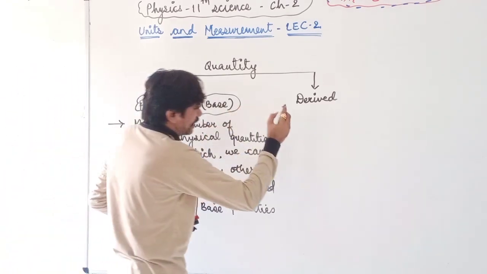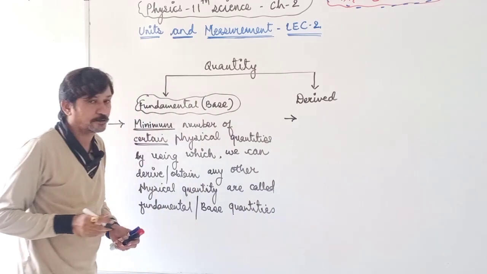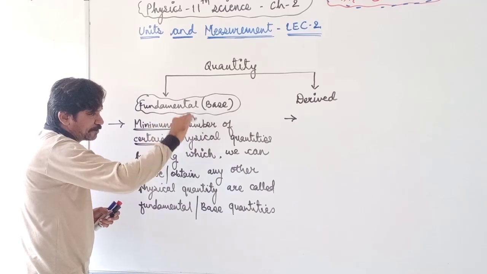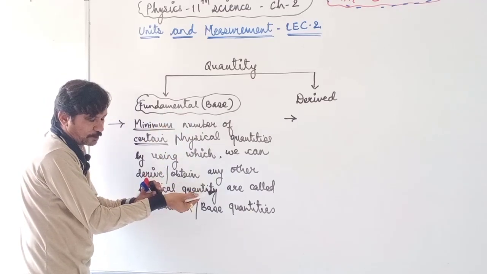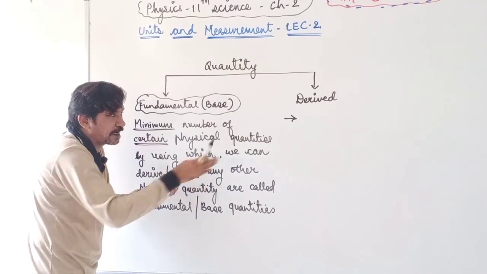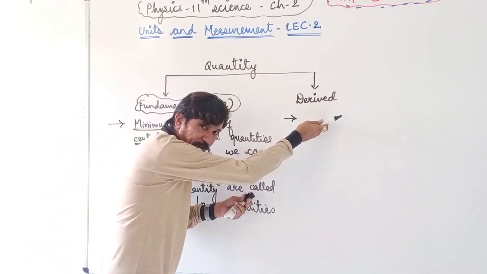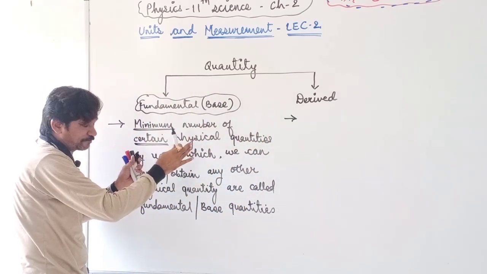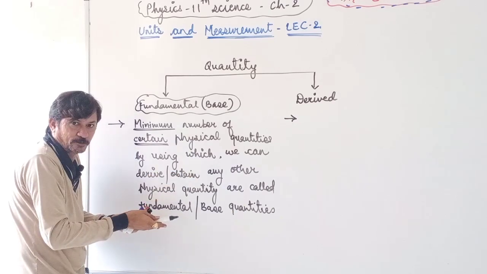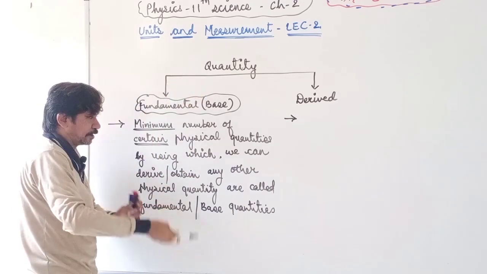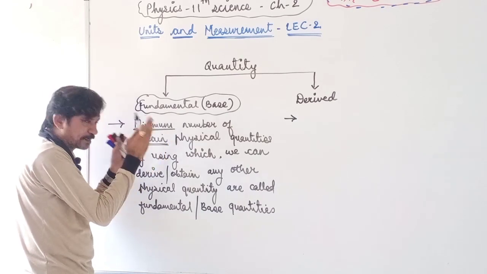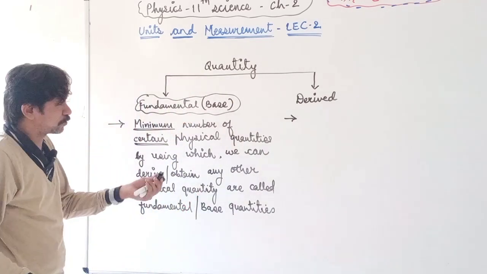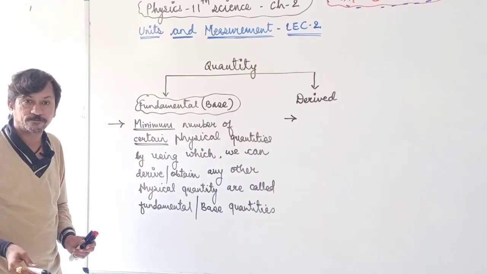Now you can define derived physical quantities very easily. If by using minimum number of physical quantities we can derive all other physical quantities, then these all other quantities are called derived. Isn't it easy? It's very easy. Minimum number of physical quantities which are required for the derivation of all other physical quantities are called fundamental, and remaining all other are known as derived physical quantities. So what can we write in the definition of derived?